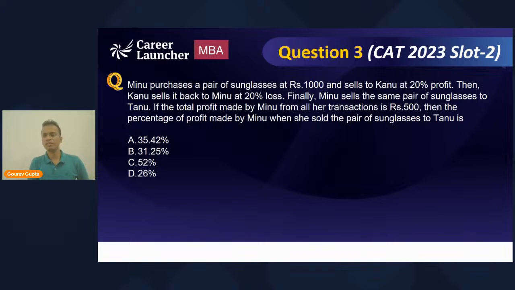Now, question number 3 is from CAT 2023 slot 2. The previous one was also from slot 2, and this one is also from slot 2. So in slot 2, there were 2 questions from profit loss discount. Now, this one is slightly easy. It is an easy question, not very difficult. So you should not have any problem in solving this one.